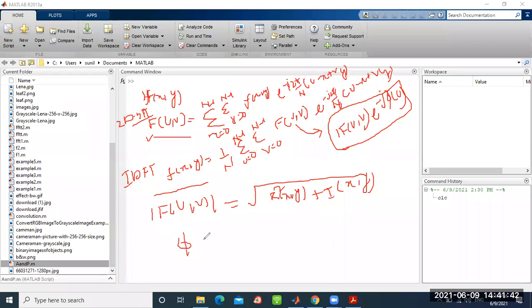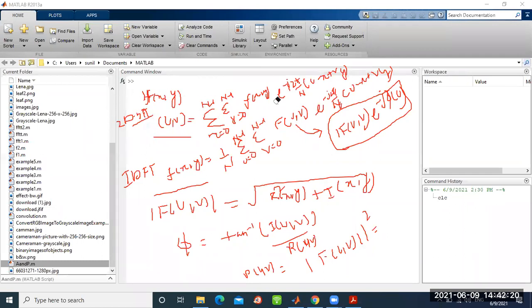Similarly, phase angle theta is given by tan inverse of the imaginary part of F of u, v by the real part of F of u, v. Similarly, the power spectrum, which is represented by P of u, v, is nothing but the square of this magnitude spectrum. Okay, so these are the formulas that we have already learned relevant to the DFT or 2D DFT. Is it clear? We have already discussed this in the class.